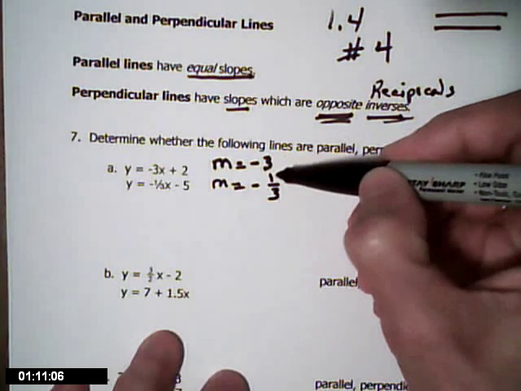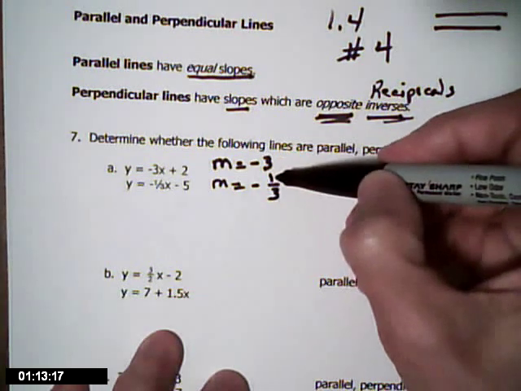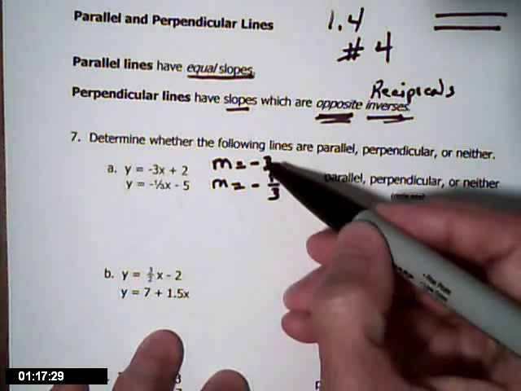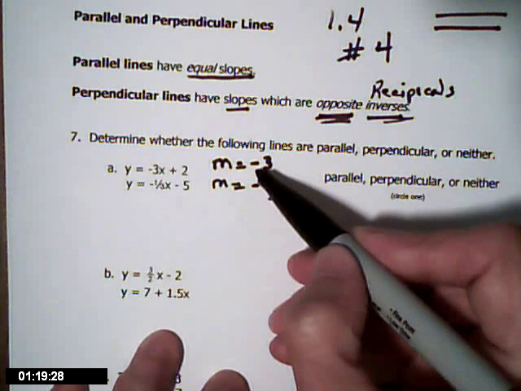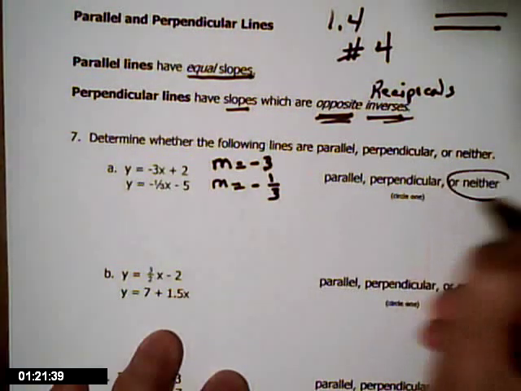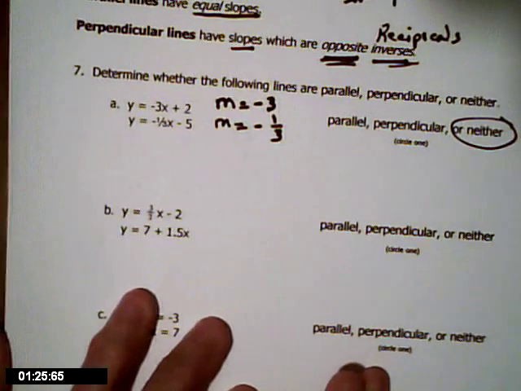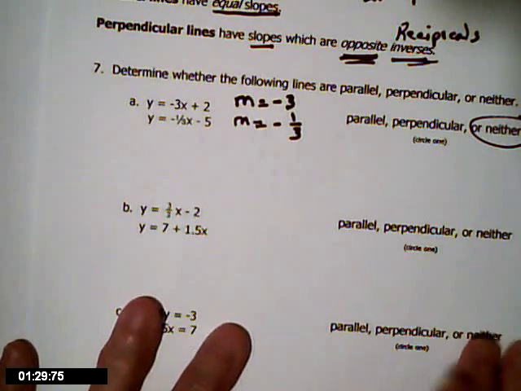Now 3 and 1/3 are reciprocals, but they have the same sign. So they're not identical and they're not opposite reciprocals. So these are neither. Remember, they either have to have the very same slope or different signs and reciprocal slopes.